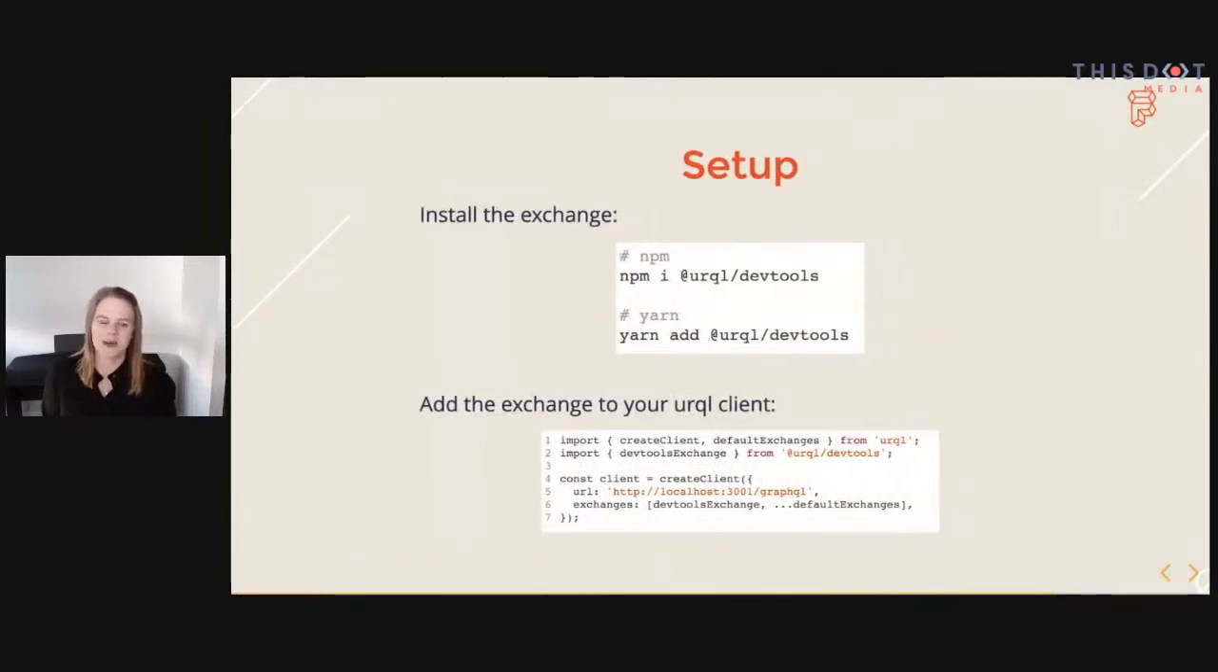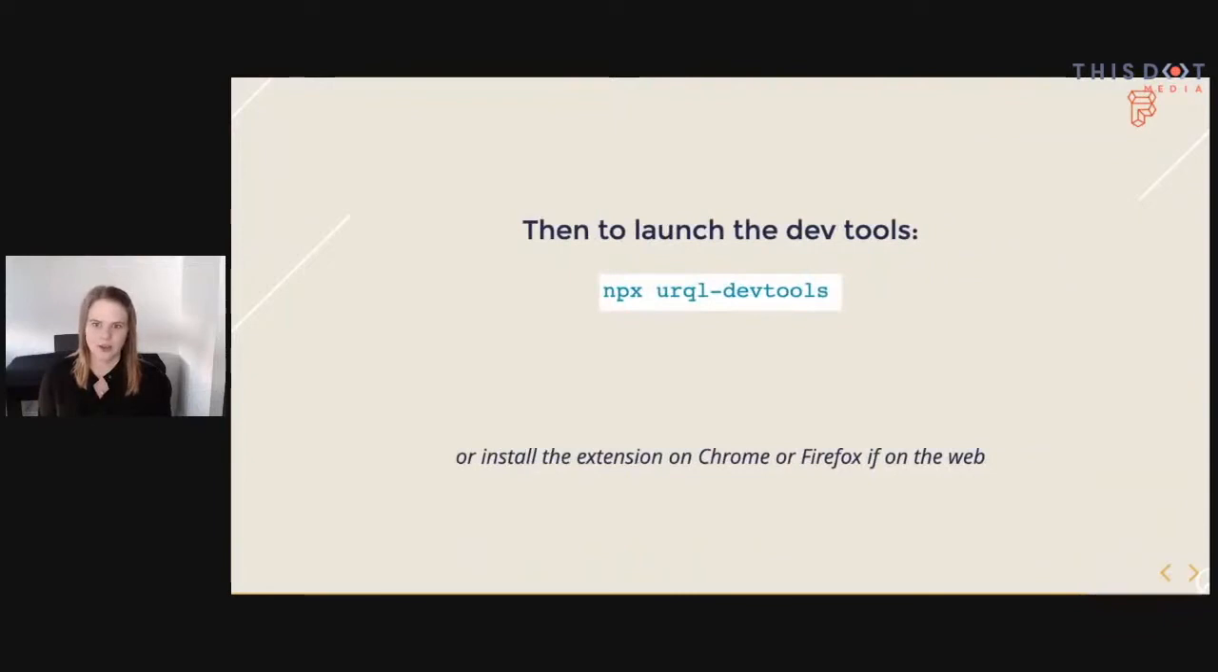In order to set up, surprise, surprise, it's an exchange. So the way you set it up is you install URQL DevTools, and then you add the DevTools exchange as the first exchange in your exchanges array. You don't need to even worry about it being available in production, because it automatically doesn't launch when your node environment is production. And then if you're in React Native, you just go on your terminal and do npx URQL DevTools, and you will download and open the Electron app. Or if you're on the web, you just open the Chrome or Firefox extension.